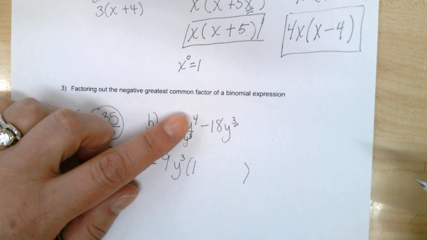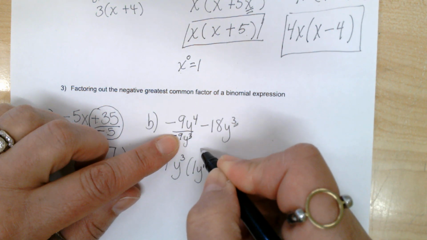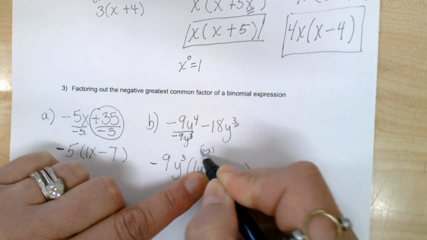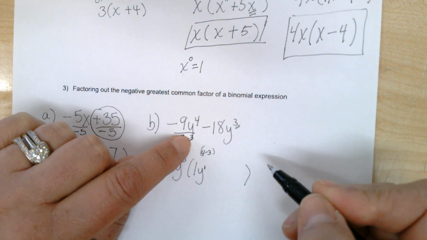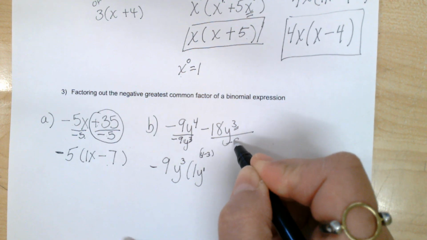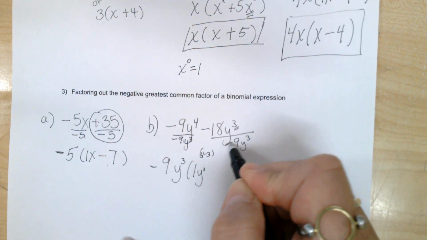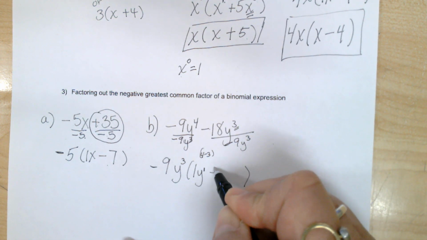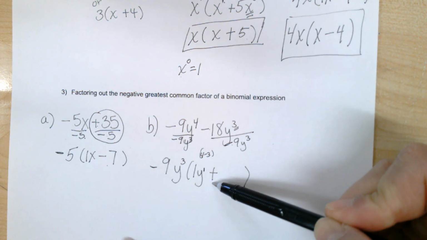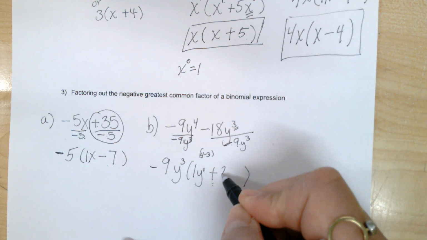Y to the fourth divided by y to the third is y to the first because 4 minus 3 is 1. So remember, I'm able to subtract these two exponents. Let's do the same for over here, -9y to the third. -18 divided by a -9 is a positive, so be careful of your signs. Negative divided by negative gives you a positive, which is our plus. 18 divided by 9 is 2.